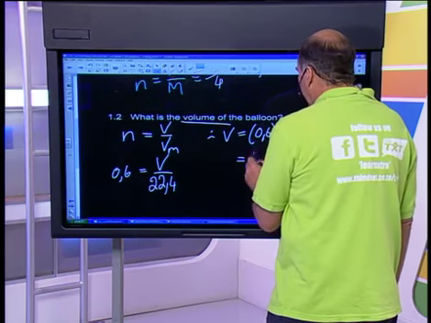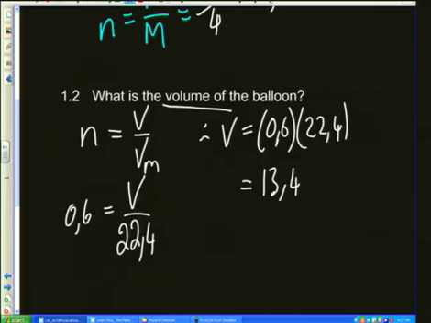So we're going to write that down, 13,44 decimeters cubed. That's quite big. Remember, 1 decimeter cubed is 1 liter. 1 decimeter cubed is equivalent to 1 liter. So we've got 13 liters. This is quite a big balloon.